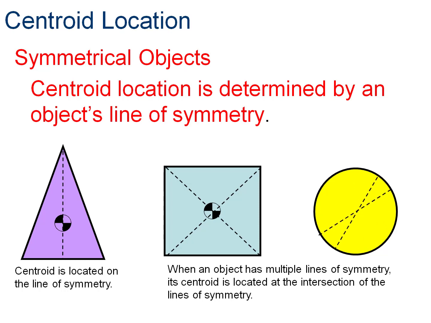Now a circle, we could put the lines anywhere we want. They just rotate around. They always intersect at the center because that's the definition of a circle, a line with all points equidistant from its center. So the centroid lies along those line intersections in the center of it.